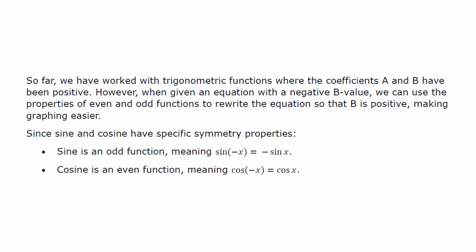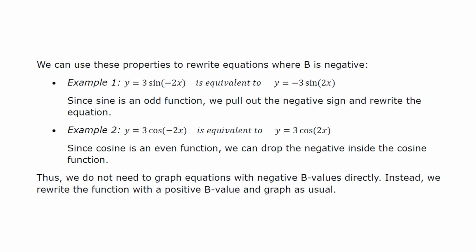Since sine and cosine have specific symmetry properties, sine is an odd function, meaning the sine of negative x equals negative sine x. Cosine is an even function, meaning cosine of negative x equals cosine x. We can use these properties to rewrite equations where b is negative. For example, y equals 3 sine of negative 2x would be equivalent to y equals negative 3 sine 2x. Since sine is an odd function, we pull out the negative sign and then rewrite the equation.